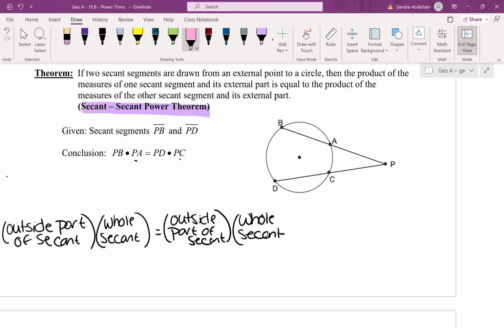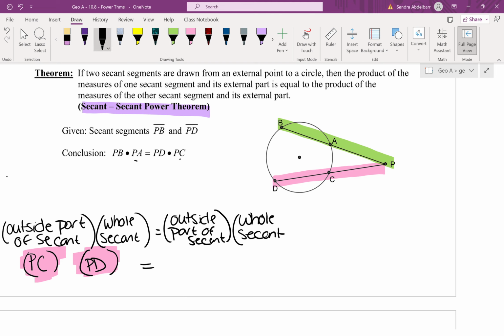So what do I mean here? Let's look at one secant. Let's look at PD. I want the outside part of PD. What is the outside part of PD? PC. You got it. So this is going to be PC times the whole secant. What's the whole secant, still looking at the pink one? PD. So PC times PD will equal, so that's this pink section that we just did.